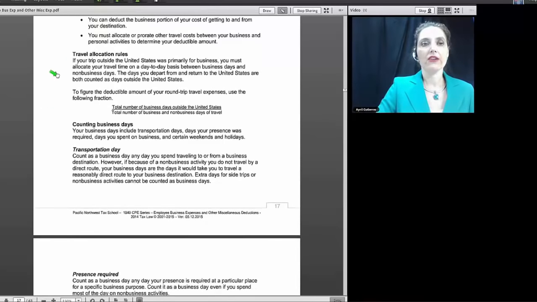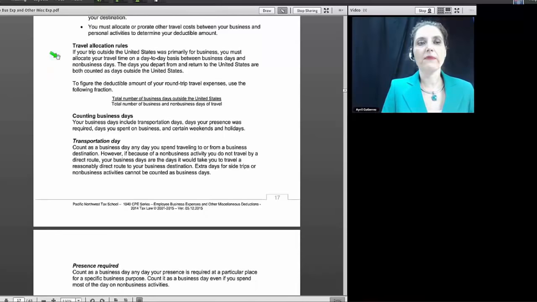Travel allocation rules. If your trip outside of the United States was primarily for business, you must allocate your travel time on a day-to-day basis between business days and non-business days. And the days that you depart from the United States and return to the United States are both counted as days outside of the United States. So in the earlier example, the day you leave the United States doesn't count, but when you're looking at the primarily for business test, the day you leave and the day you return does count.